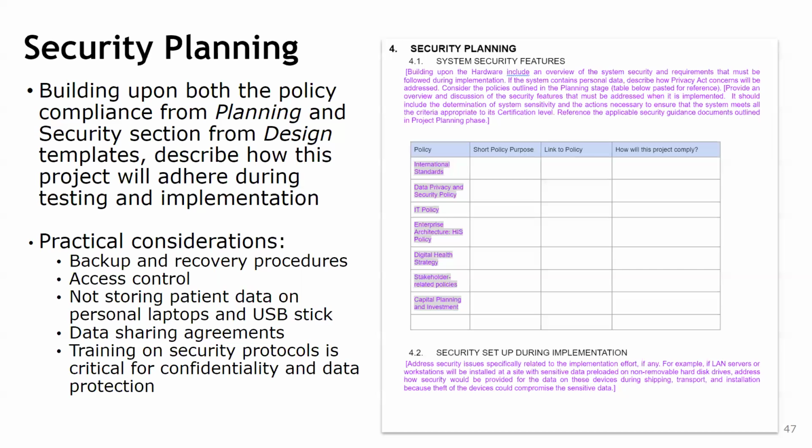So this can be access control to the server room or to the other section of the facility where it has important equipment. Also, ensuring that there's no storing of patient data on laptops or USB sticks, to protect the patient level details. Make sure that people don't download important reports into their personal computers. And also data sharing.